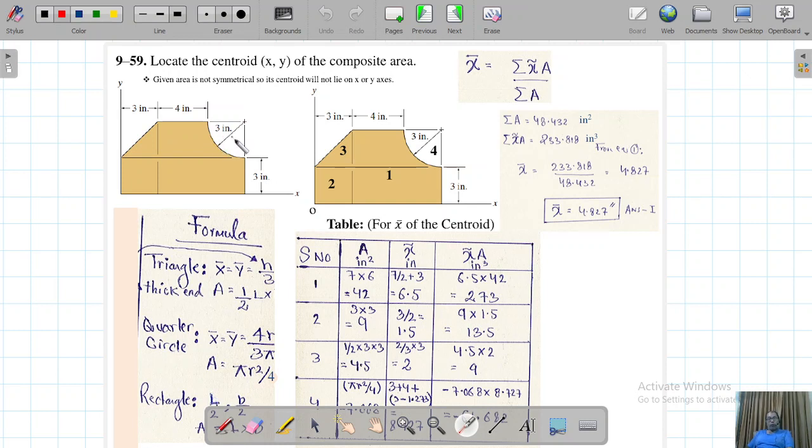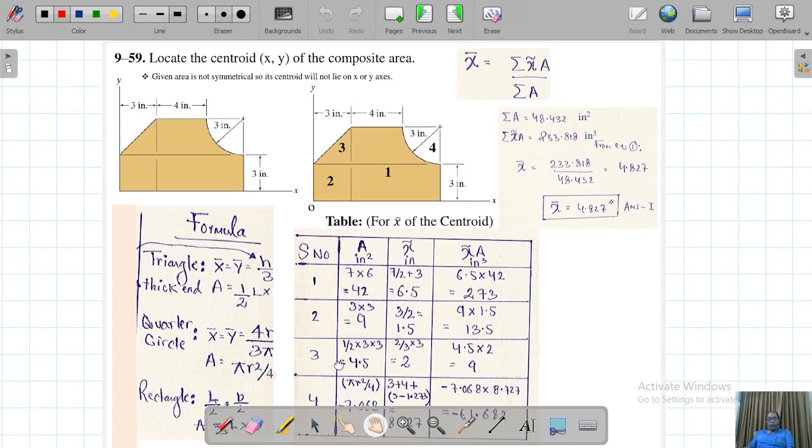So when we calculate the area of this quarter of a circle, we use the conventional formula, pi r square by 4. But since this shape is not there, along with this area we will always write a minus sign, because practically it doesn't exist. So we will write a minus sign with this semicircle. Very important thing.